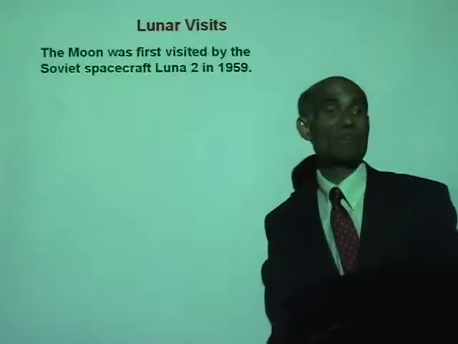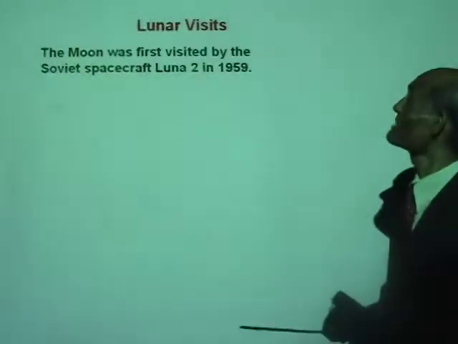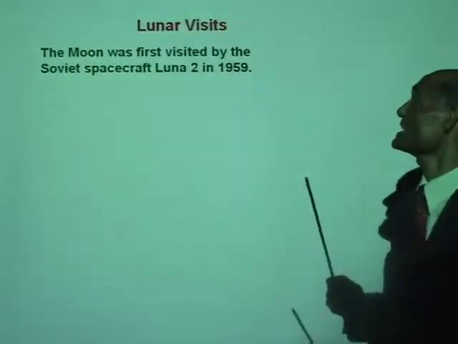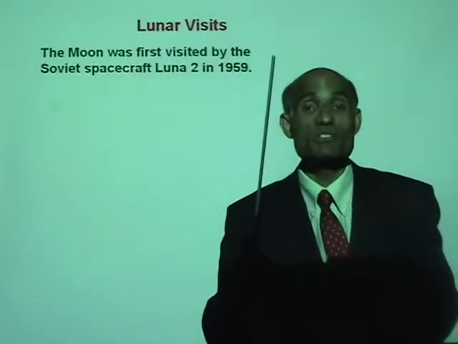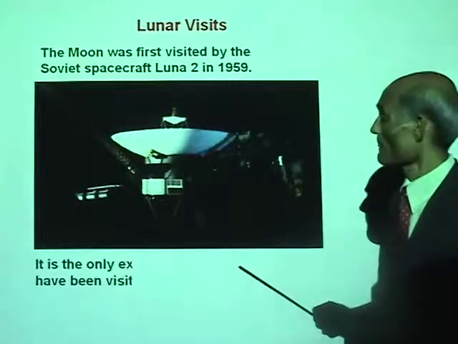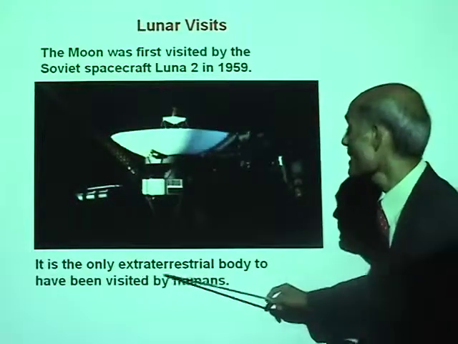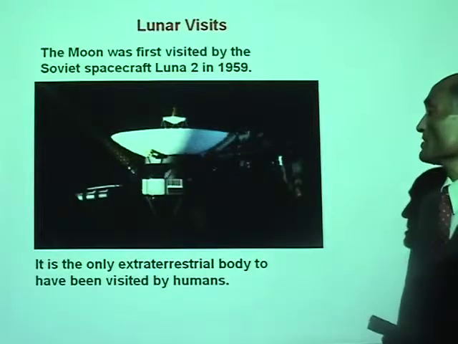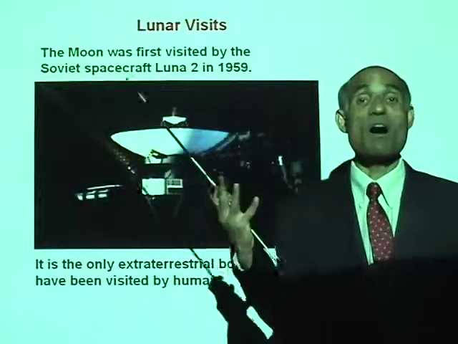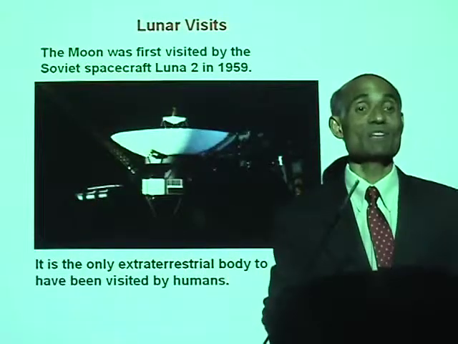Well, we know about the lunar visits. The moon was first visited by the spacecraft Luna 2 in 1959. Again, Soviets did that first. This is Luna 2. Now, it is the only extraterrestrial body to have been visited by humans. Is that right? The moon is the only extraterrestrial body that has been visited by humans.